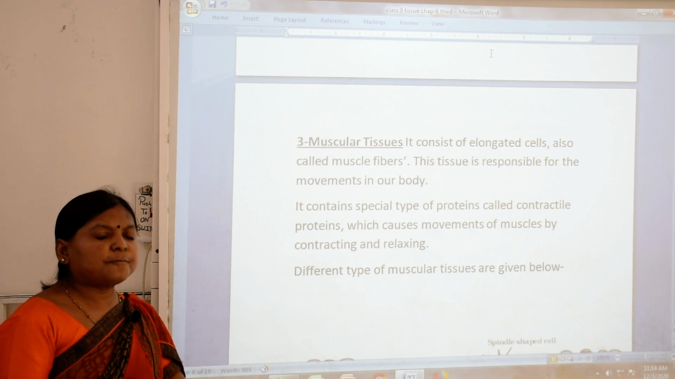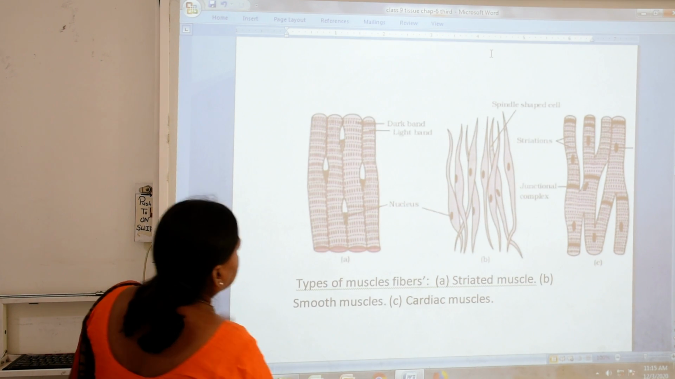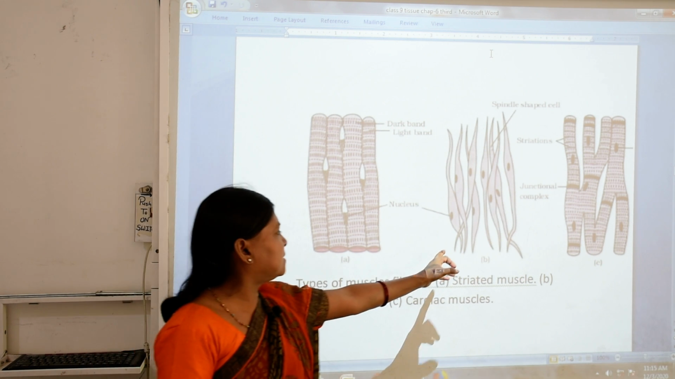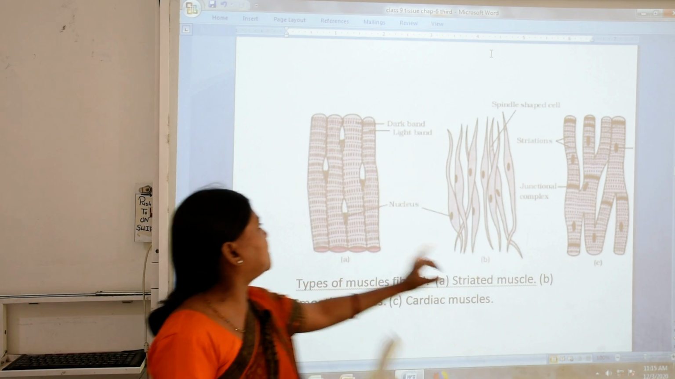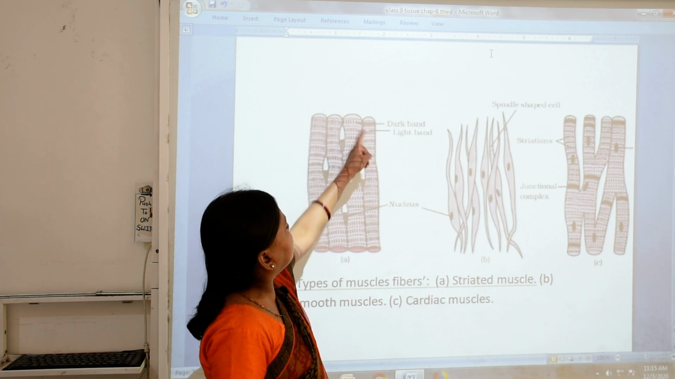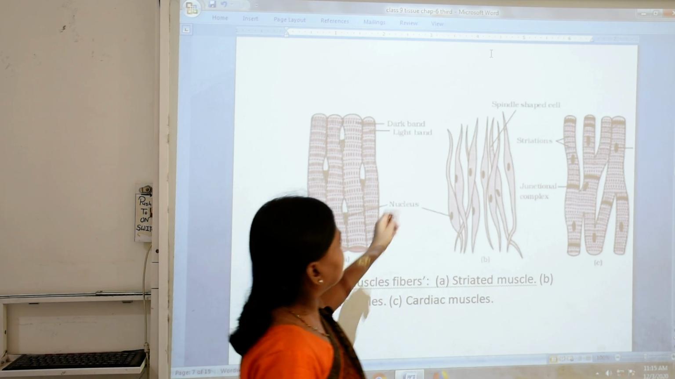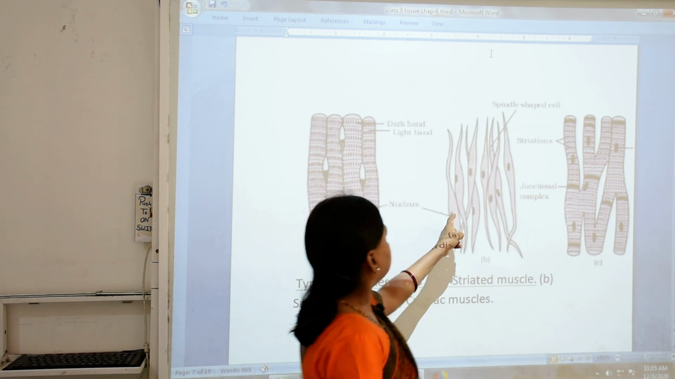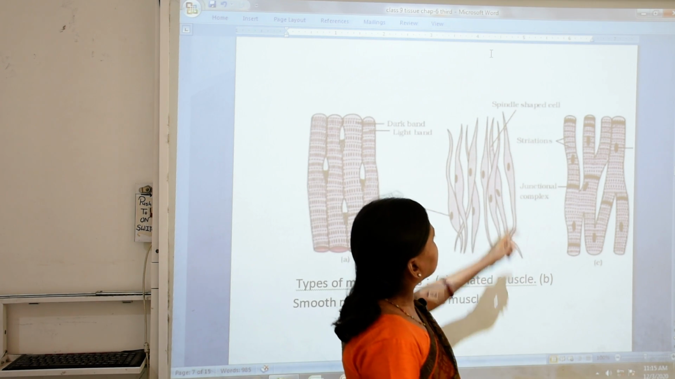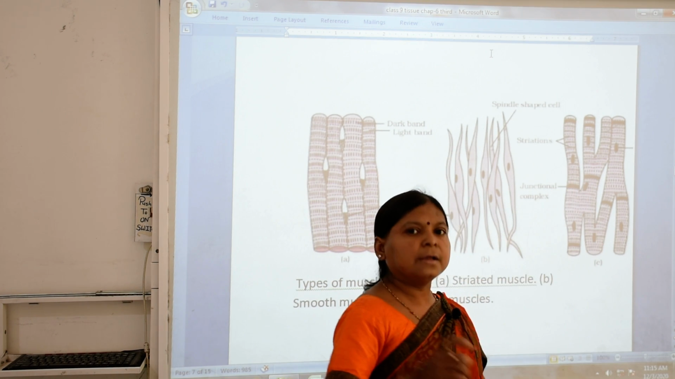There are different types of muscular tissue we will study here. See, this is the structure of striated muscles. This one is the smooth muscles and this is the cardiac muscles. You see, in striated muscles, these are the dark bands, these are the light bands, and these are the nucleus. In smooth muscles, these are the spindle shaped cells, and these are the nucleus. When we see the cardiac muscles, these are the striations, these are the junctional complex, and these are the nucleus.